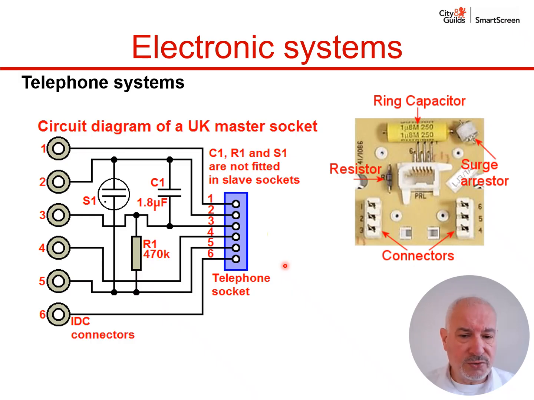And you may need to recall in an exam situation, the purpose of the capacitor is it's part of the system that enables the phone to ring. It's part of the ringing circuit. The resistor is there for testing purposes of the line, and the surge protector is to protect the sensitive electronic devices from any surge in voltage and currents.